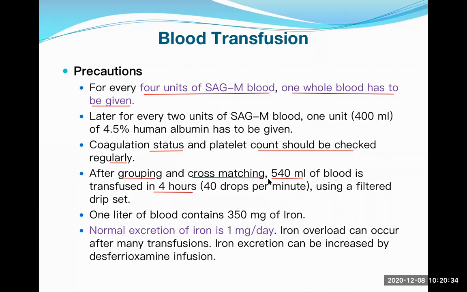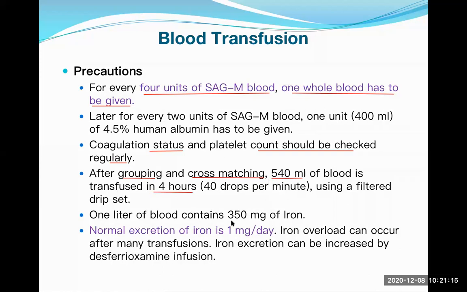Now, let's talk about cross-matching. Cross-matching means whether the blood which is donated can be given to the recipient or not without any reaction. I need to make sure of this in the beginning. So I need to take the RBC from the donor and plasma from the recipient, and I'll mix them together. If there is no reaction, this blood is safe to be transfused. This is known as cross-matching. This has to be done all the time before any type of transfusion.